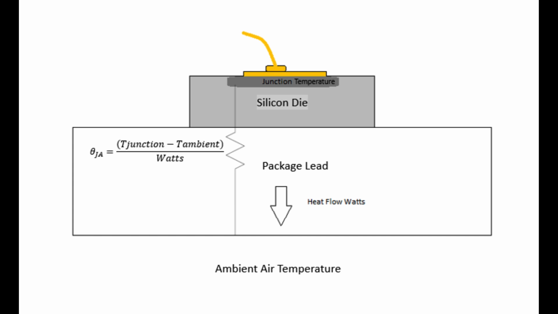The thermal resistance from the die junction to the ambient air temperature is theta JA. The units are degrees Celsius per watt. Knowing the thermal resistance value helps to calculate the die temperature at a given power dissipation. The manufacturer specifies the thermal resistance of their products.